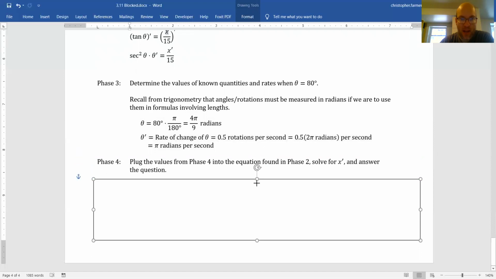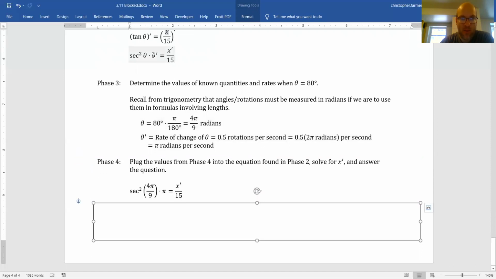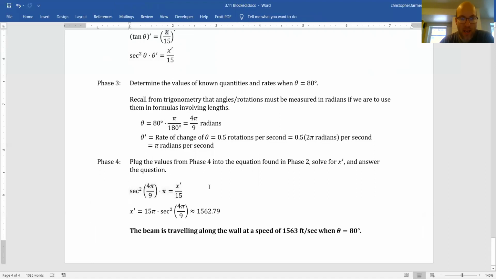Everything else now is just plug the values into that equation and see what we get. So we're taking secant squared of 4 pi over 9. The rate of change of theta, we just calculated to be pi. We don't know the rate of change of x. That's the speed that we're looking for, and the 15 just stays. And from there, it's just a matter of making sure that you're typing it in your calculator correctly.